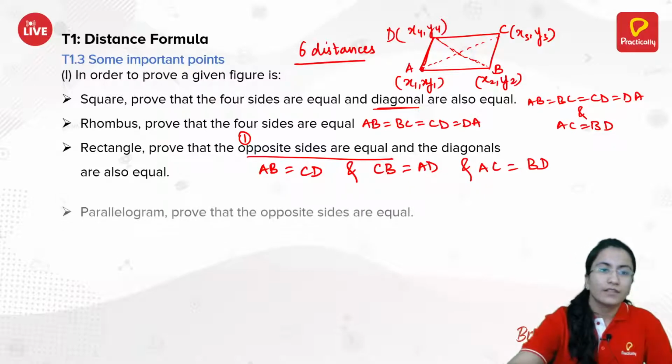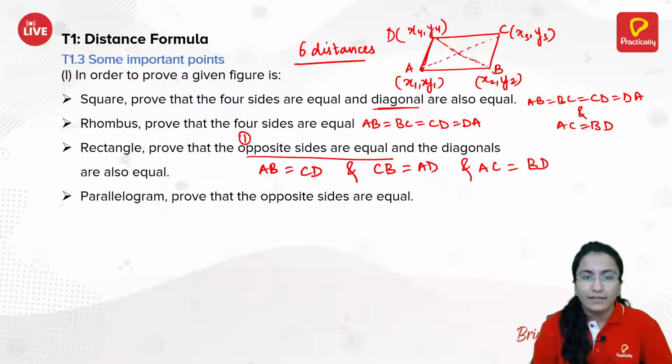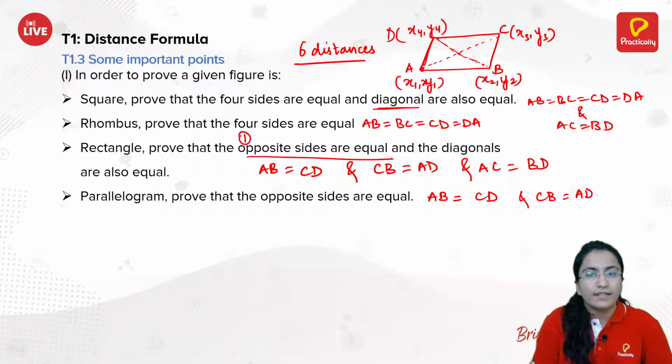And next, to prove a parallelogram, what you need to do is prove that opposite sides are equal. That is sufficient, right? So AB is equal to CD and CB is equal to AD. These are the opposite sides, AB and CD. These are opposite sides, so they must be equal, and AD must be equal to BC, right?